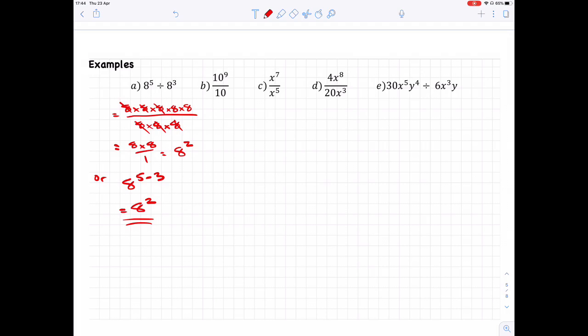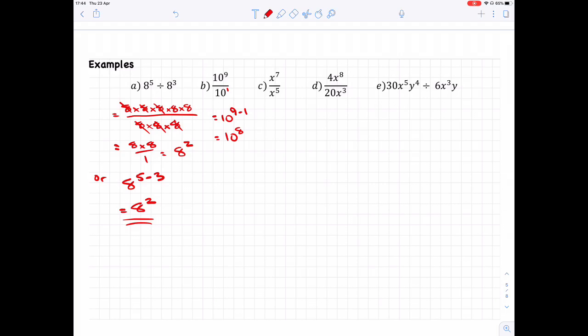We have got 10 to the power of 9 divided by 10. Again, what that means is we have a little 1 there. So we have got 10 to the power of 9 divided by 10 to the power of 1. So we've got 10 to the power of 9 minus 1, which is going to be 10 to the power of 8.